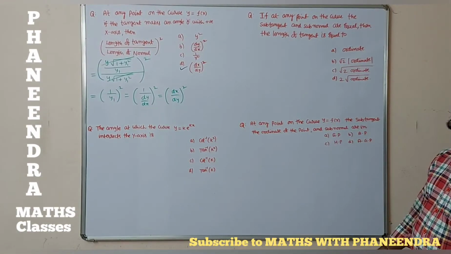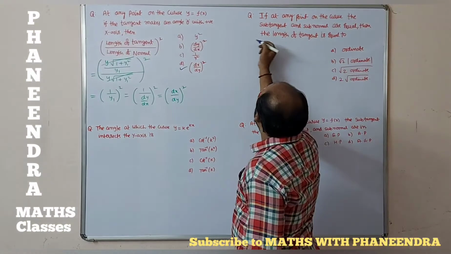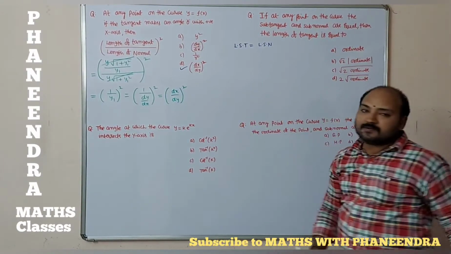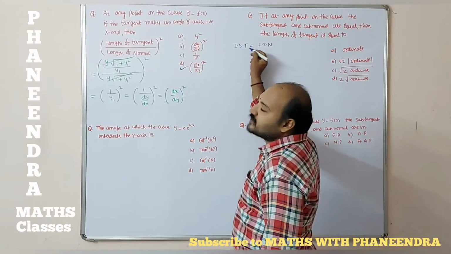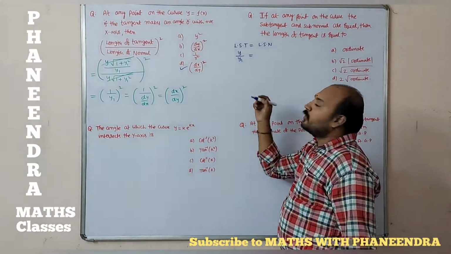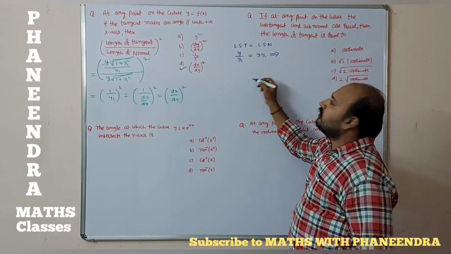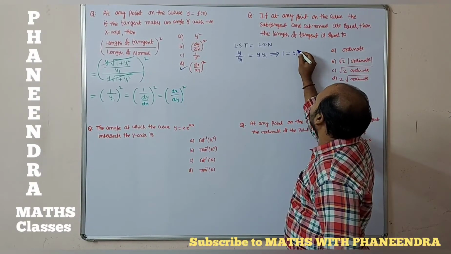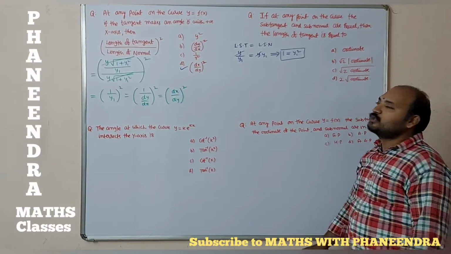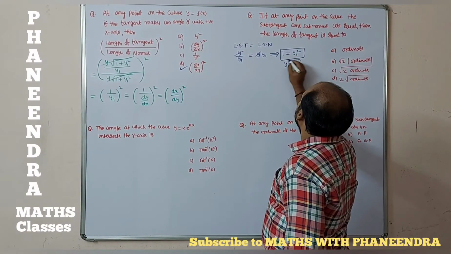If at any point on the curve subtangent and subnormal are equal, that is, LST is equal to LSN, length of subtangent is equal to length of subnormal. LST, length of subtangent, is y by y1, and length of subnormal is y into y1. So y gets cancelled, so 1 is equal to y1 square. That implies obviously y1 is equal to 1.